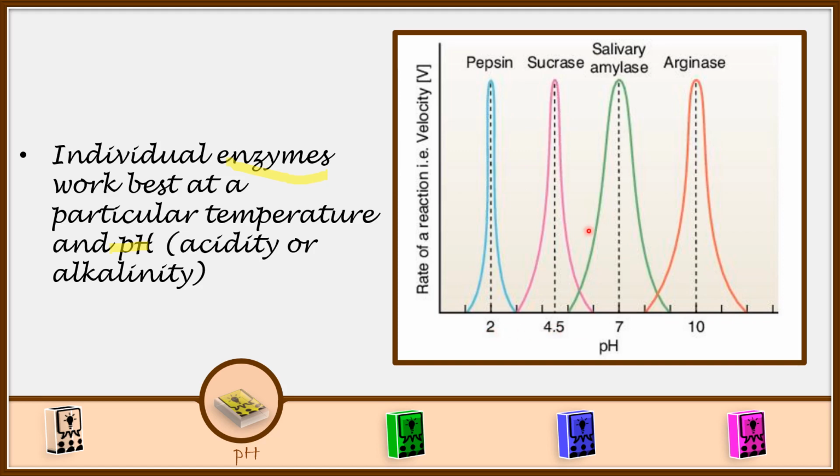When you look at sucrase, sucrase works best at the pH of 4.5. Salivary amylase works best at the pH of 7. And then agnase works best at the pH of 10. So each individual enzyme works best at a particular pH. Pepsin works in acidic pH, but agnase works in alkaline pH. That's when it gives us the maximum rate of reaction.